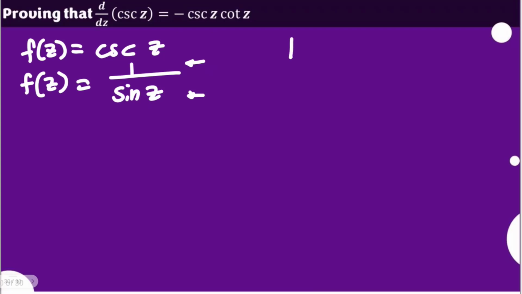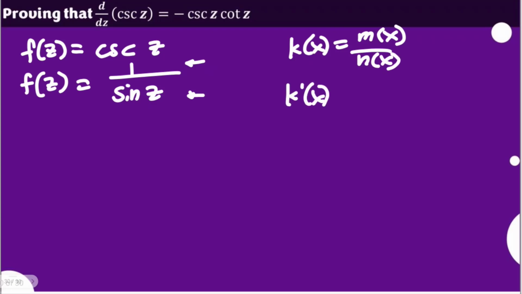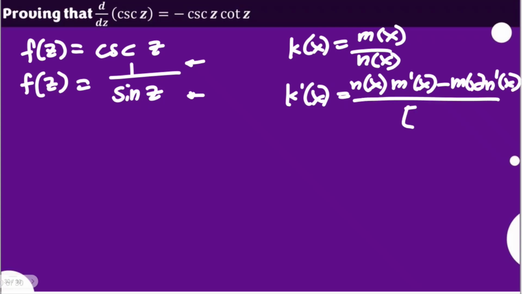We will have here, say for example, our k of x is the ratio of m of x and n of x. The first derivative of k of x is your denominator times the derivative of your numerator minus your numerator times the derivative of your denominator over the square of whatever function you can see in your denominator. So basically, our given here being cosecant z, its equivalent is 1 over sine z. The denominator is a function, sine z, while the numerator is a constant 1.